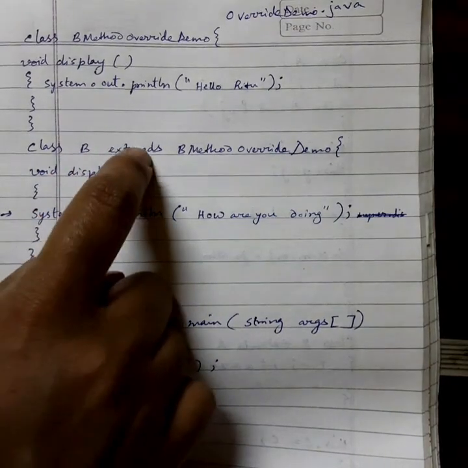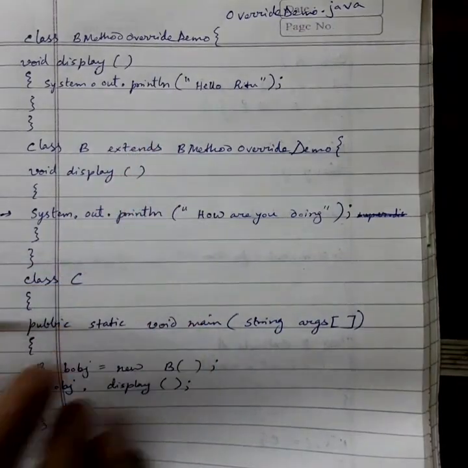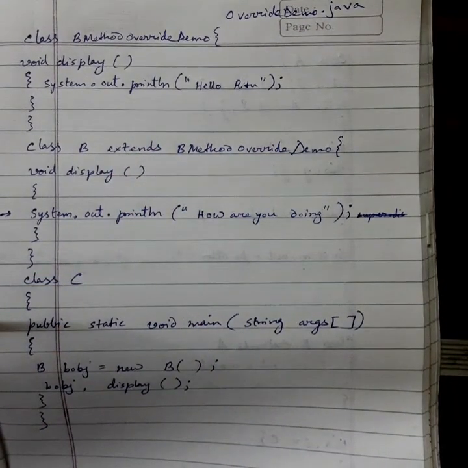So with the extends keyword, we are inheriting BMethodOverrideDemo's properties, data, methods, everything. So herein comes the concept of inheritance, which is an important concept of object-oriented programming.